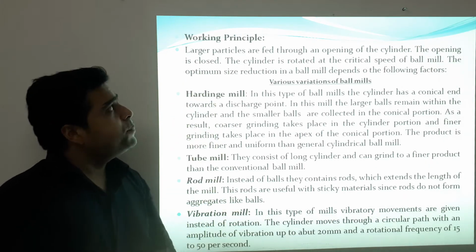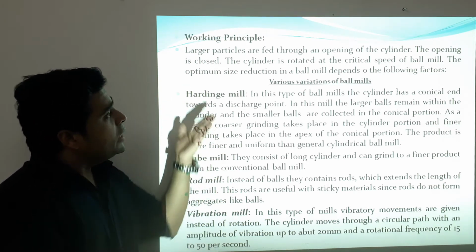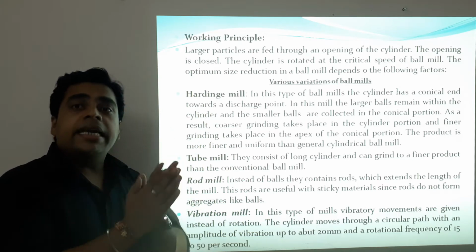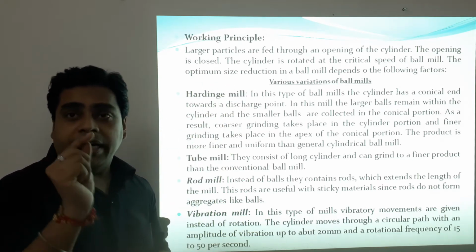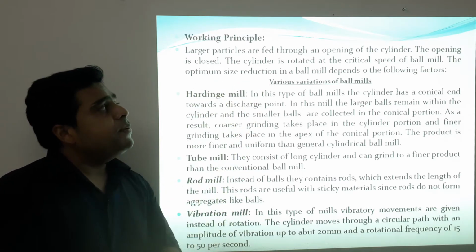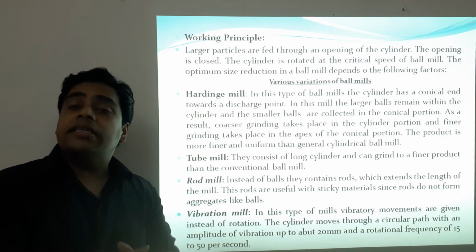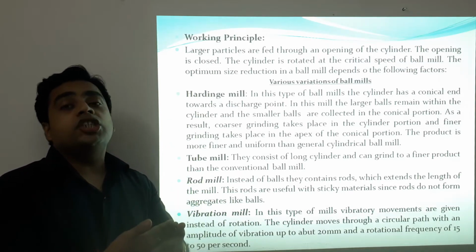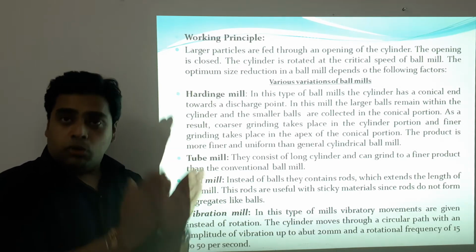Come to the working principle. Larger particles are fed through an opening of the cylinder. The opening is then closed. The cylinder is rotated at the critical speed of the ball mill. The speed is quite important. The optimum size reduction in a ball mill depends on a number of factors, and it depends on the speed also. So we will come to those factors.